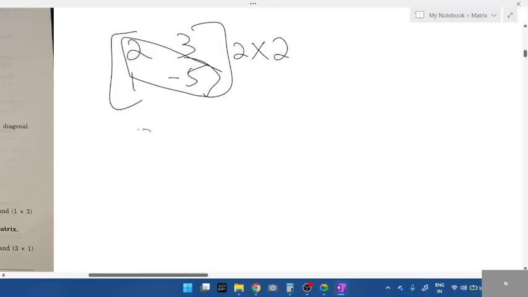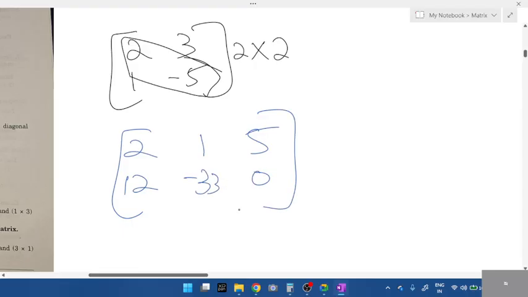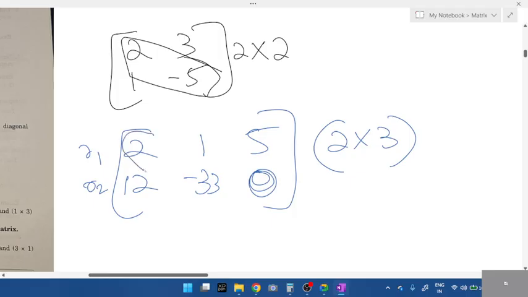Okay, if they are not equal, students, for example, 2, 1, 5, 12, minus 33, 0. What's the order of this? Can you respond with the order? How many rows are there? 2 rows. Yeah, what's the answer? 2 by 3. Is any diagonal formed here? They're not equal, right? There's no diagonal element. See, there's no diagonal, students. You can't do it; this is not a diagonal element. Okay, so a diagonal element is not possible.